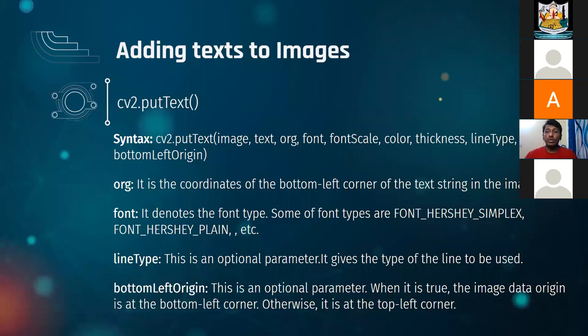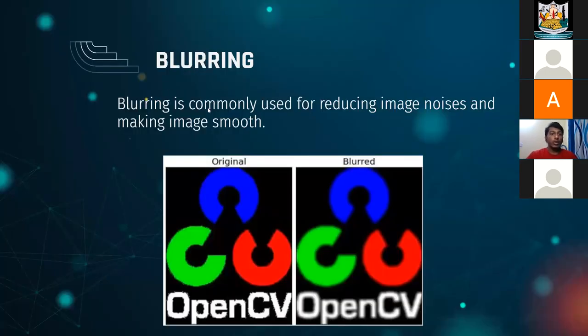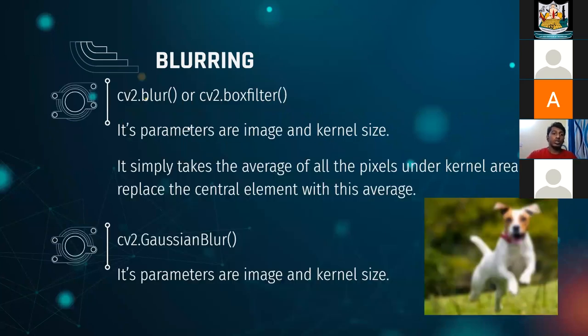Okay. So once you have written something on images, let's see what you can do with images as a whole. You can take the image and blur it a little. What is blurring? It just blurs a little. I think it's a common thing that we do. You can see the image as well. The sharpness is removed from the image. So you can just use cv2.blur. It's a common function. It takes the image, takes the average of the pixels and replaces them.